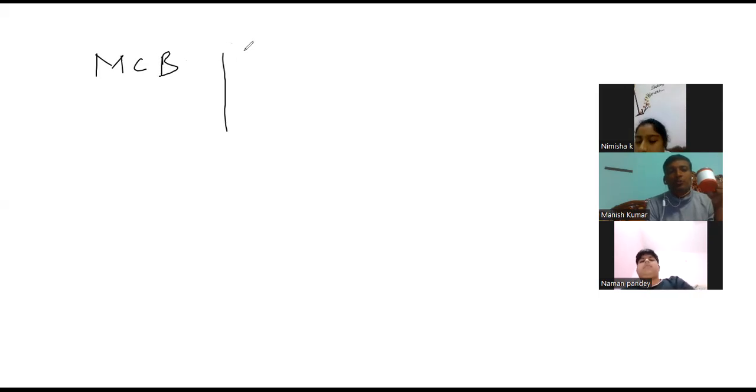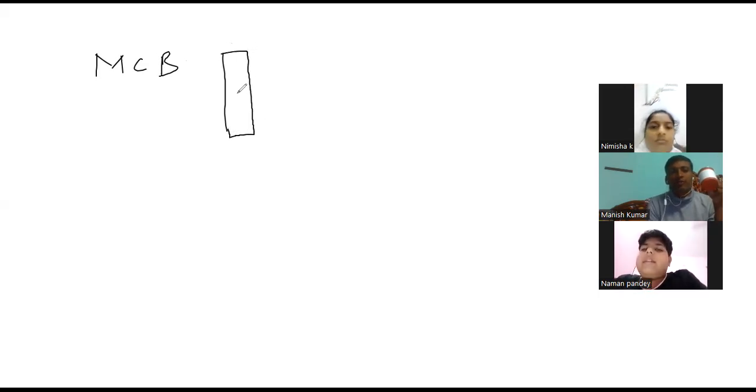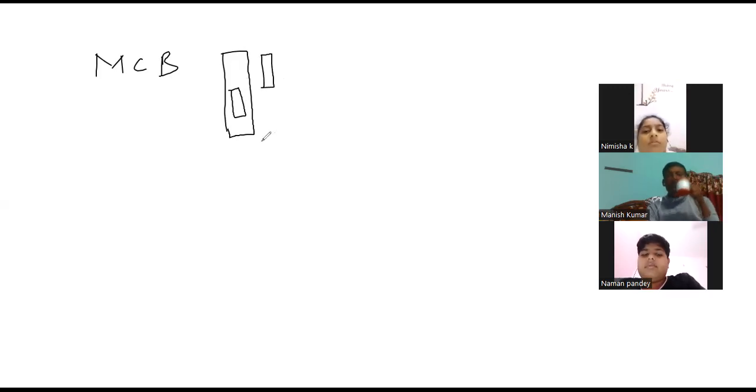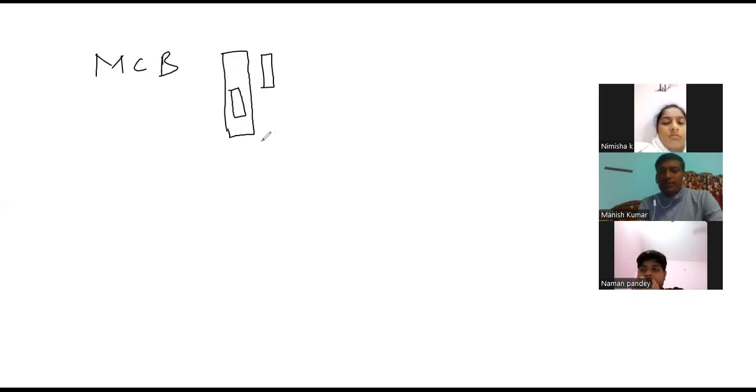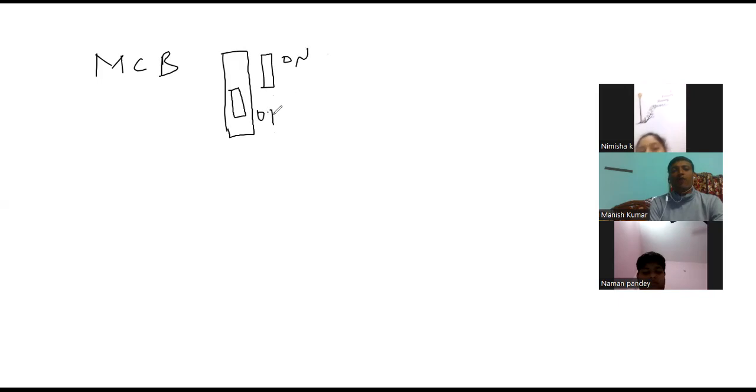Yes, sir. In the switchboard, you may be seeing there is one element like this, and there is a switch like this, isn't it? This can be moved to the upper side also. This is called MCB, miniature circuit breaker. Circuit breaker means it has the capacity to break the circuit, isn't it? Yes, sir, I've seen. And this may be on, and here it may be written off, or it may be vice versa.